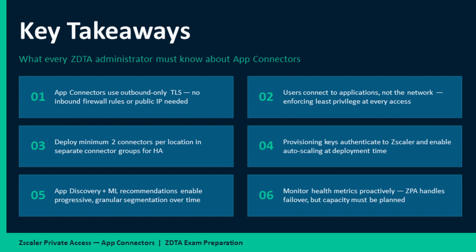5. Application discovery combined with machine learning allows you to progressively build and refine your segmentation posture without disrupting users. 6. ZPA handles failover automatically, but capacity planning is your responsibility. Monitor proactively. App connectors are the application-side enforcement point for everything ZPA does. Design them well, scale them appropriately, and monitor them continuously.